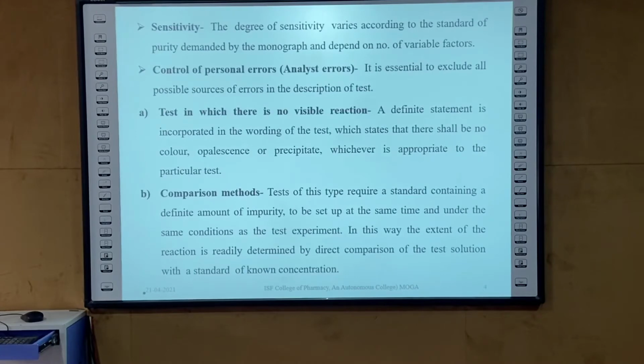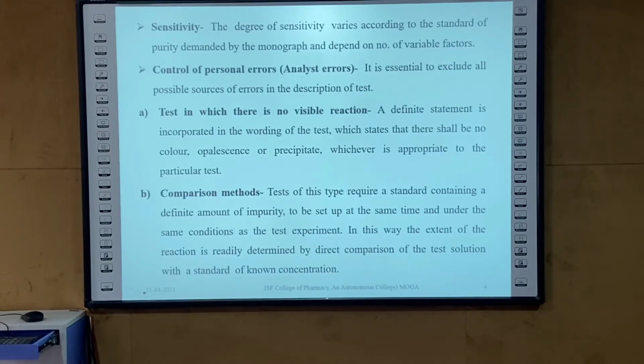The second is sensitivity. The degree of sensitivity varies according to the standard of purity demanded by the monograph, and it depends upon a number of variable factors. The next is the control of personal errors, which could also be known as analyst errors. It is essential to exclude all the possible sources of errors in the description of the test. Let's see how we could do that.